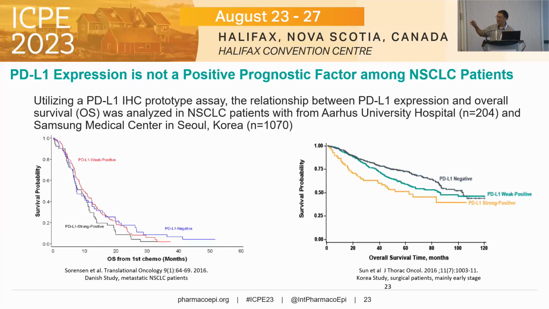Again, most of them are patients who received surgical samples, so many of them are more like early stage patients. That's where you can see the survival curves are really different. But the results are relatively consistent across both studies. Our results again use the same assay, same cutoff as used in the clinical trials. We found PD-1 expression is not a positive prognostic factor, which means what we see in our clinical trials, it's a positive predictive biomarker related to treatment.